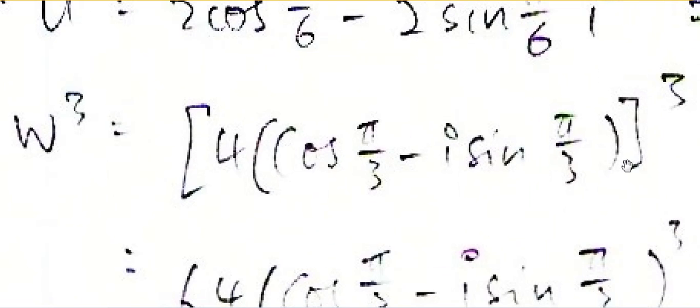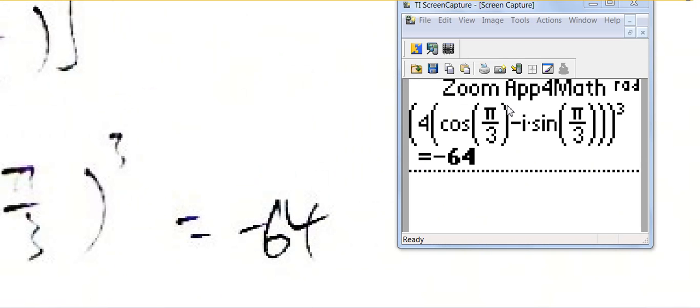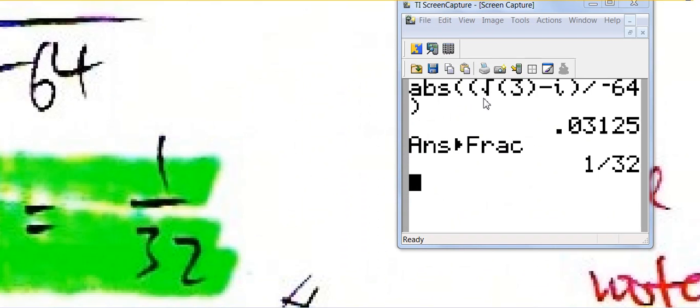Next, to get w to the power of 3, you simply cube its right hand side as well. If you simplify it, you should get a minus 64. There you can see from your calculator, I get a negative 64. Therefore, u conjugate over w to the power of 3 is root 3 minus i over negative 64. To find the modulus, simply find it using your calculator. There you go, this is the syntax, then you get 1 over 32.